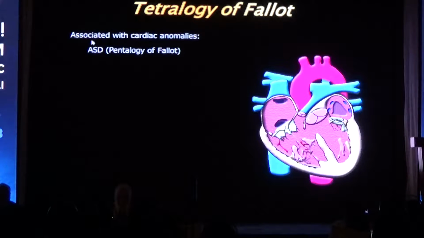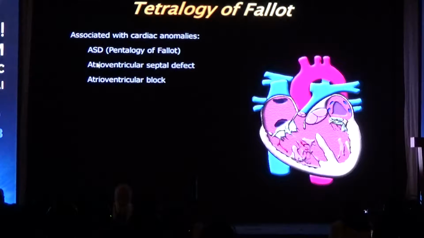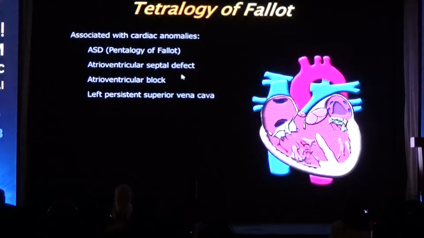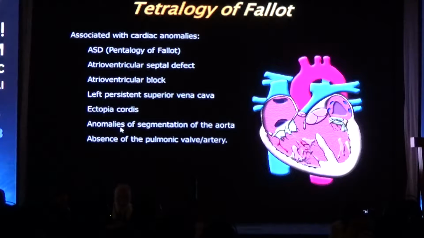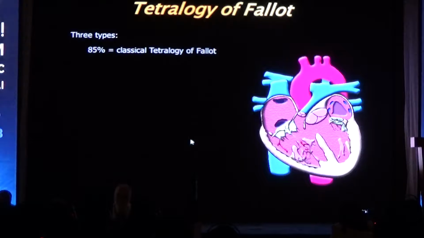Now sometimes you can have other cardiac anomalies, including an atrial septal defect, the pentalogy of Cantrell, atrioventricular septal defect, the one we just looked at a second ago, atrioventricular block, persistent left superior vena cava, ectopia cordis, anomalies of segmentation of the aorta, like coarctation or tubular narrowing, or absence of the pulmonary valve or pulmonary artery, which is actually a form of tetralogy in itself.